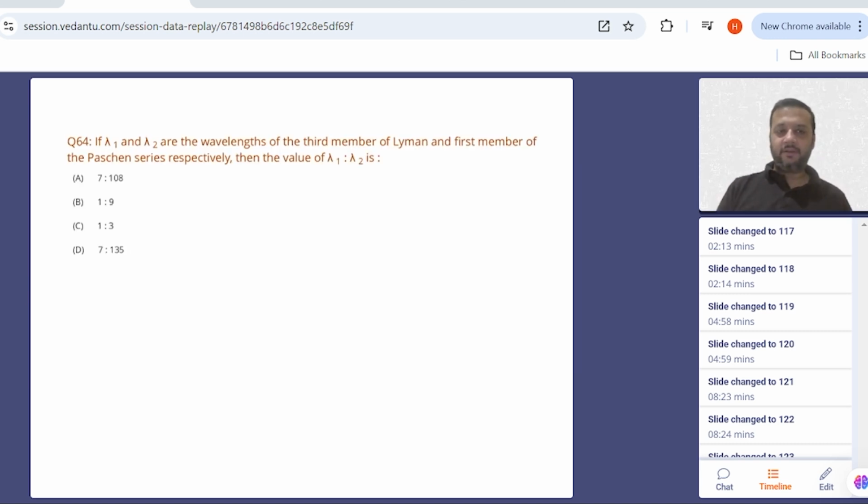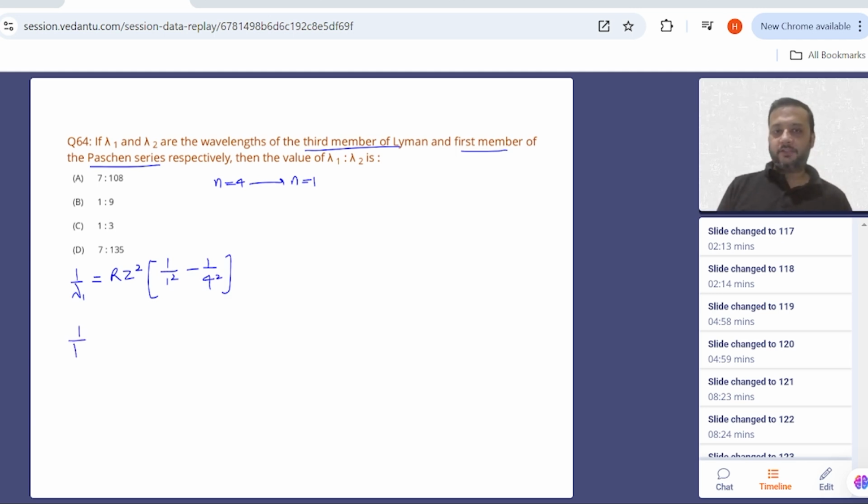If lambda 1 and lambda 2 are the wavelengths of the third member of Lyman and the first member of the Paschen series, then find the value of lambda 1 to lambda 2. So what is the third member of Lyman? The third member of Lyman is when the electron jumps from n equals 4 to n equals 1. So in this scenario, 1 by lambda 1 can be written as R Z square into 1 by 1 square minus 1 by 4 square. Here R is the Rydberg constant.